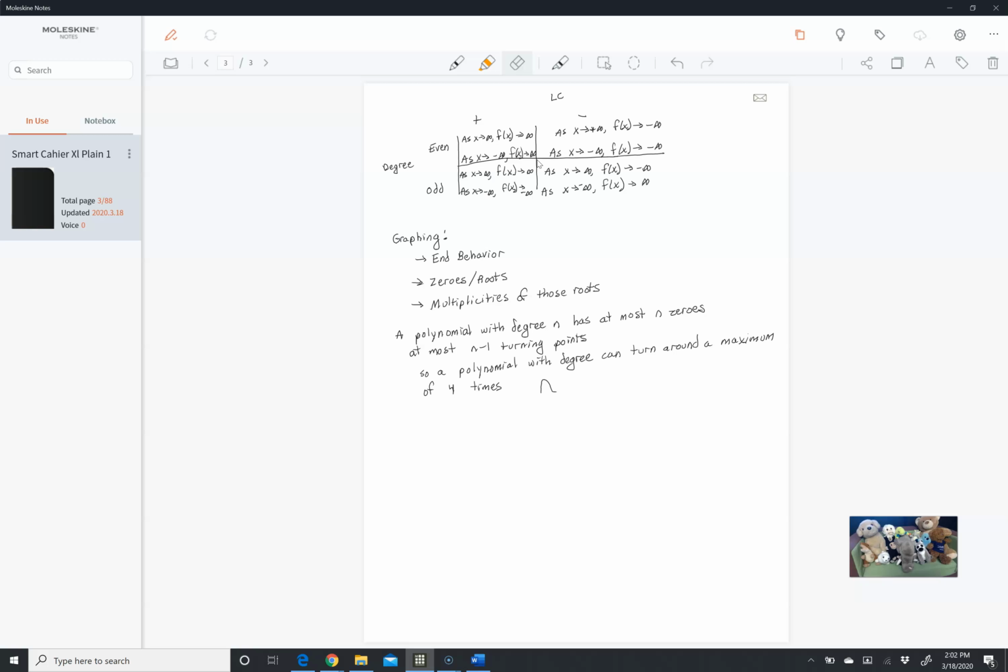Remember, a turning point is where we go from increasing to decreasing. Or decreasing to increasing. This is what we mean by a turning point. Okay. So what this helps us do is it helps us figure out where our turning points are. It also helps us figure out what is happening at the roots. Okay, so let's look at the roots first.